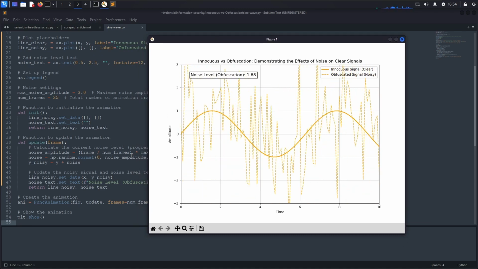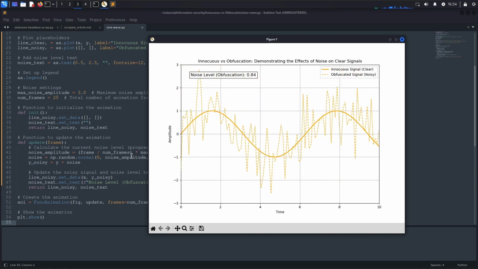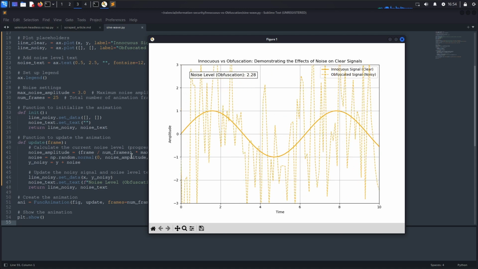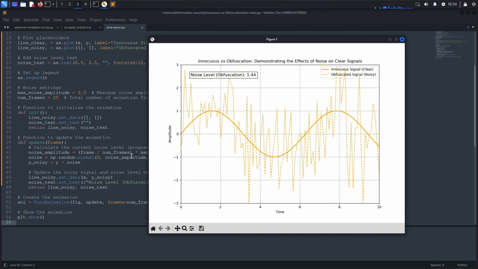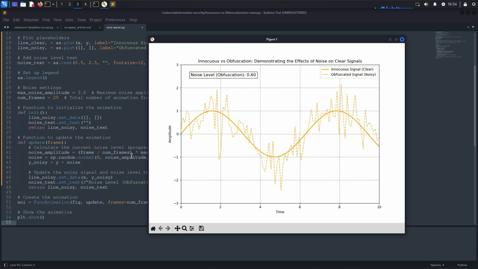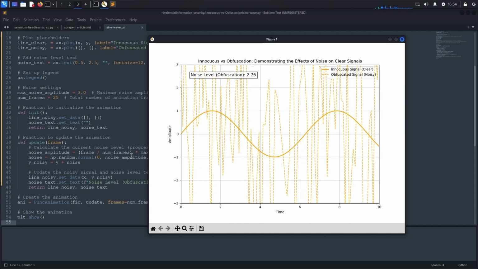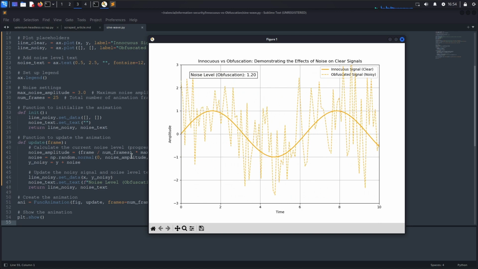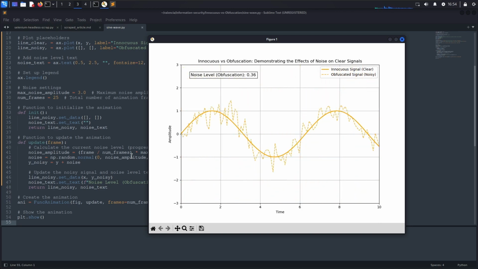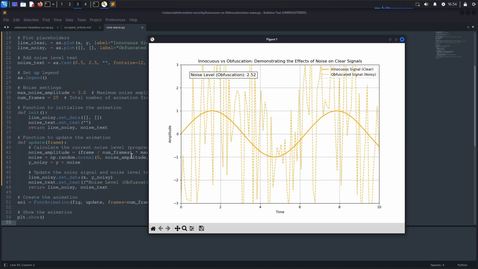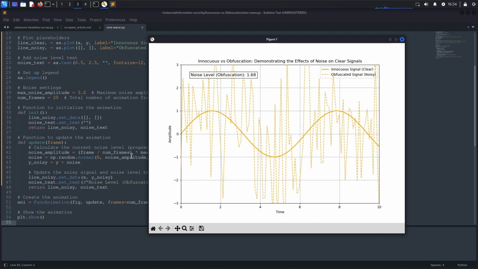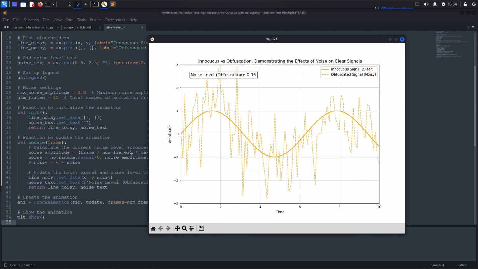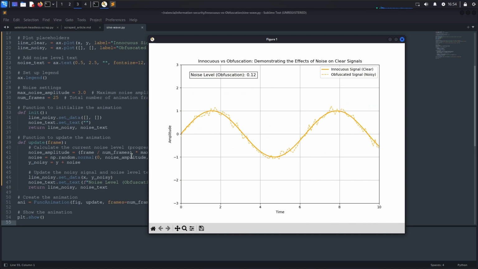Key concepts. Innocuous refers to clear, unaltered, and easily interpretable data or signals. In cybersecurity, this can represent normal baseline network activity or plain text data. Obfuscation is the process of making something less clear or more difficult to understand. This technique is widely used in encryption, malware development, and data masking.